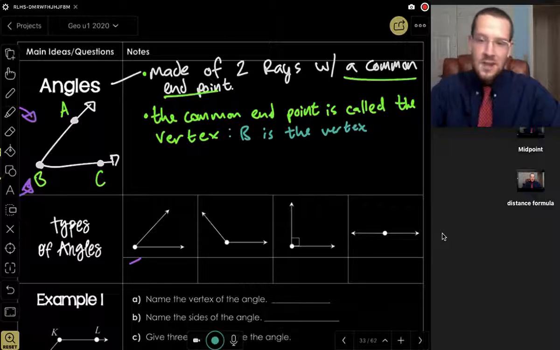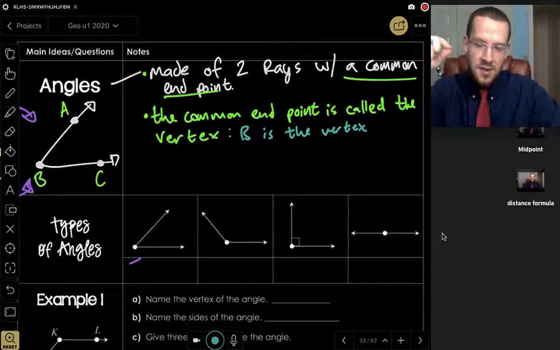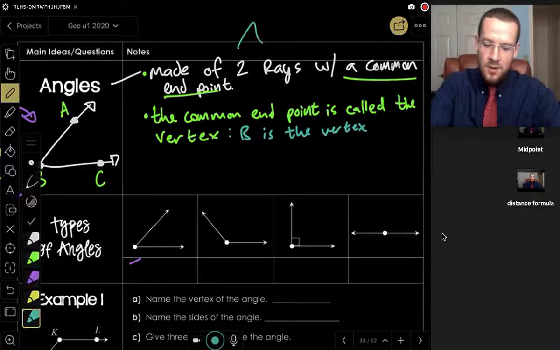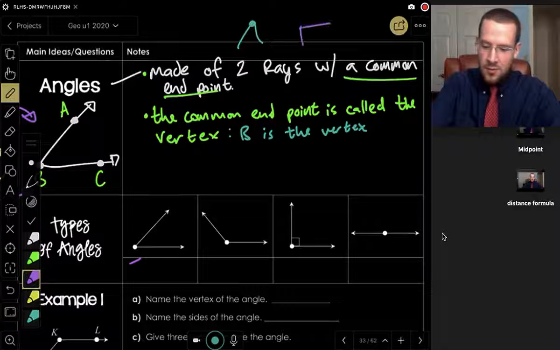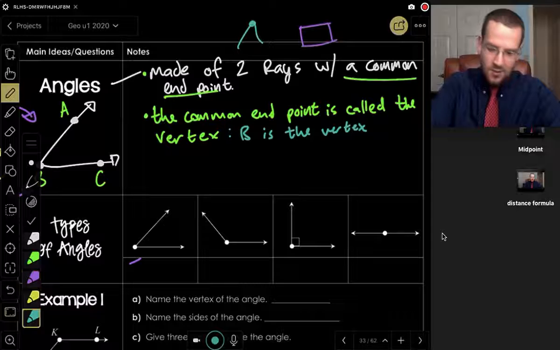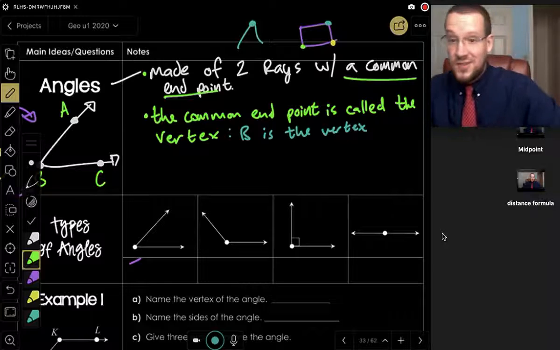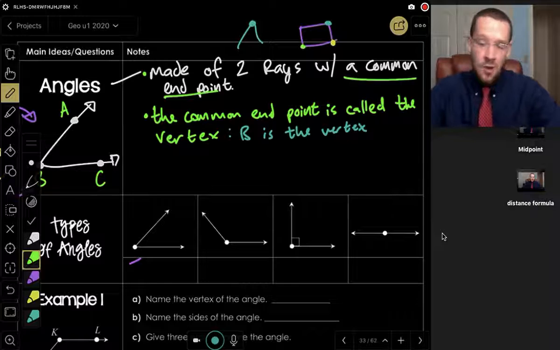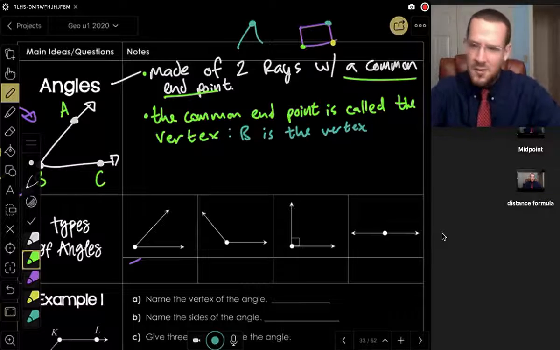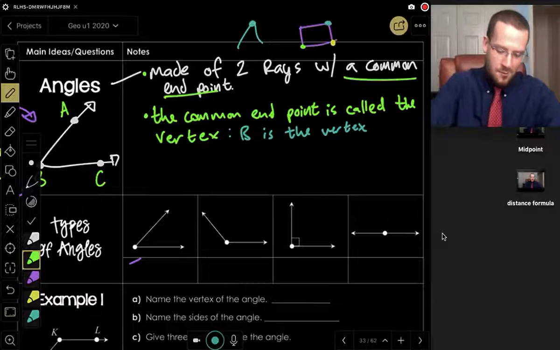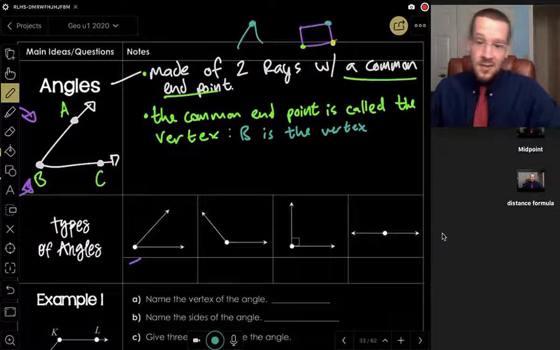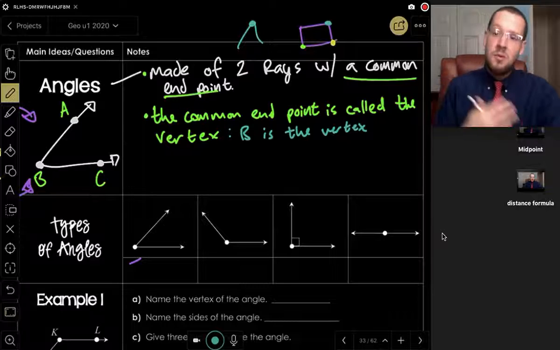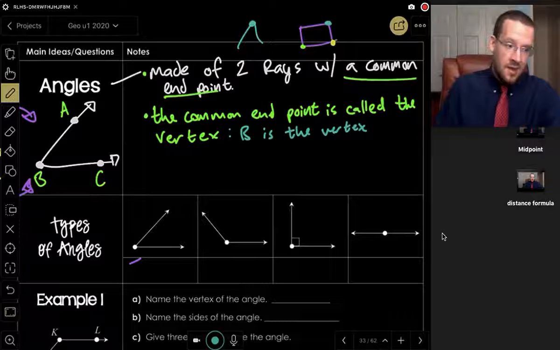That's just the point of a figure. Whenever a figure comes to a point, so here, this would be a vertex. Even if you are familiar with something like a rectangle, all of these points would be individual vertices. So that's what a vertex is. It's whenever something comes to a point. So an angle has a point. Here, B is that point, and that's what we would call the vertex.